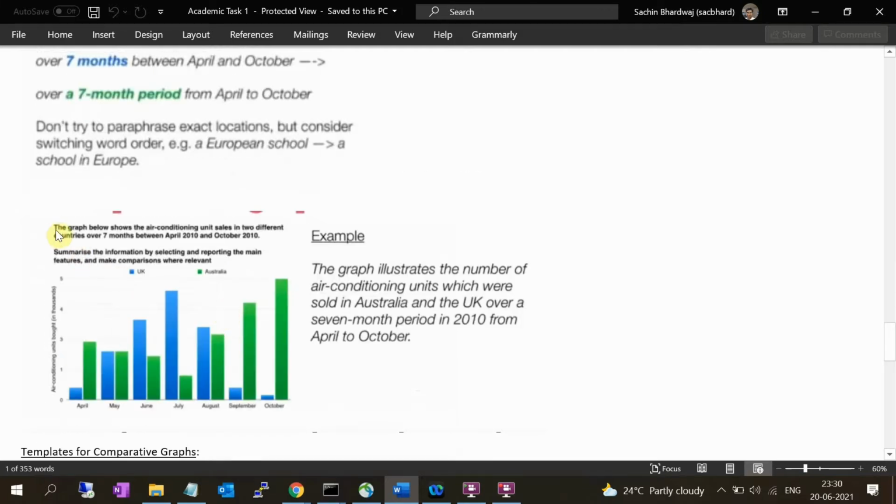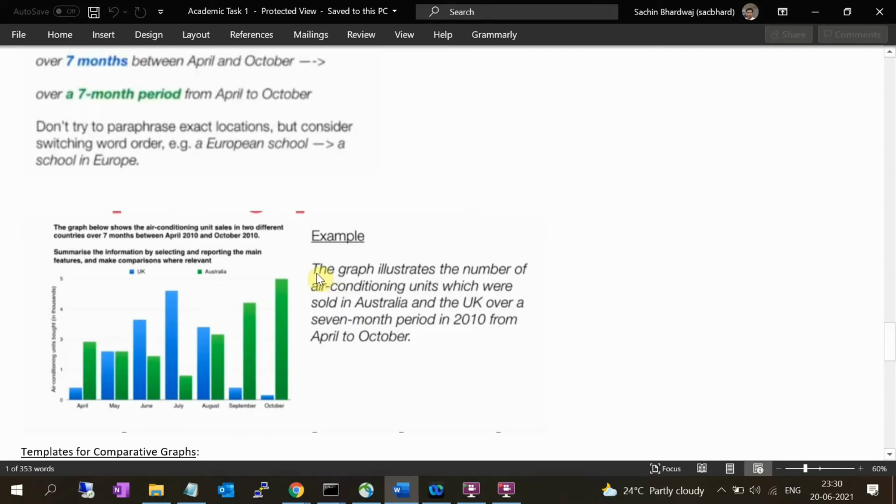So the example is: the graph below shows the air conditioning unit sales in two different countries over 7 months between April 2010 and October 2010. Summarize the information by selecting and reporting the main features and make comparisons where relevant. So this is a graph which shows the number of air conditioners sold in the UK and Australia. First thing you have to understand the graph.